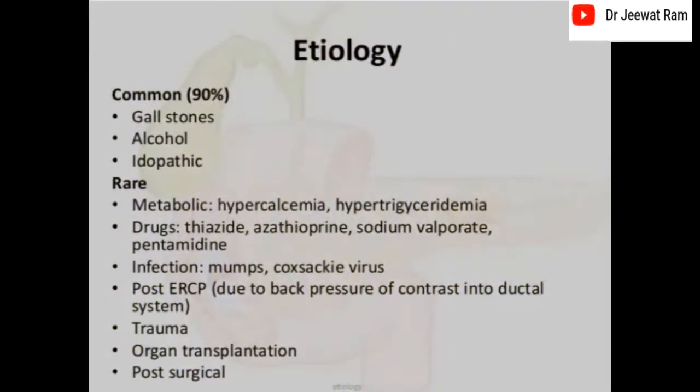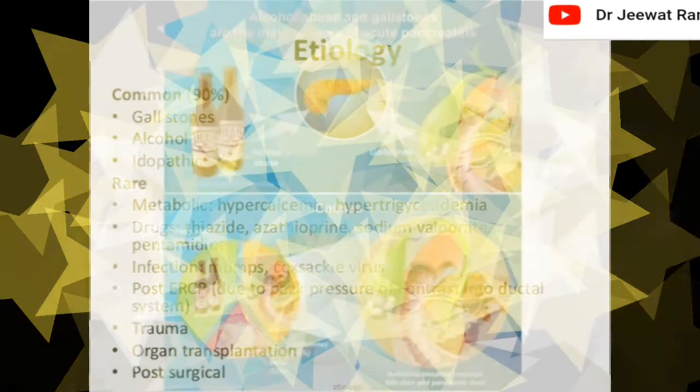Etiology of acute pancreatitis. Common causes, 90%: gallstones, alcohol, idiopathic. Rare causes: metabolic, hypercalcemia, hypertriglyceridemia; drugs, thiazide, azathioprine, sodium valproate, pentamidine; infection, mumps, Coxsackie virus; post-ERCP due to back pressure of contrast into the ductal system; trauma, organ transplantation, post-surgical.